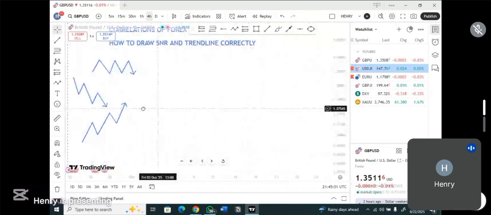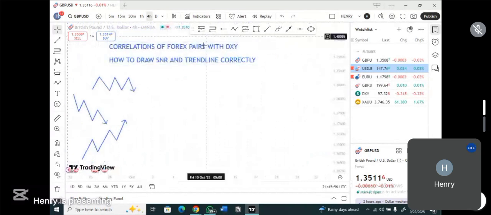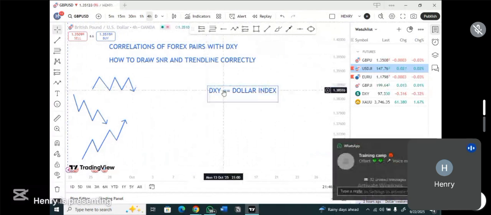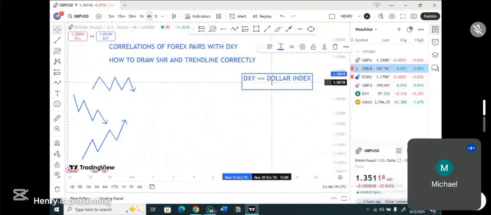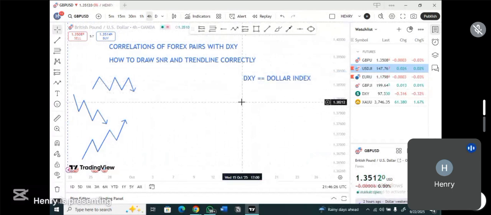So the first thing we will talk about is DXY. DXY equals dollar what? Index. If you say DXY, it means dollar index. DXY means dollar index, right? And what is dollar index?